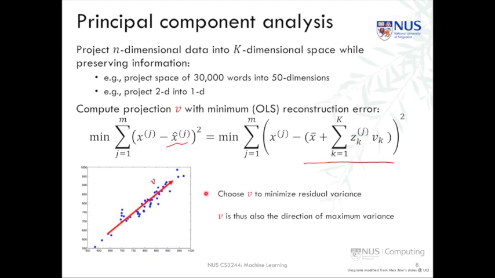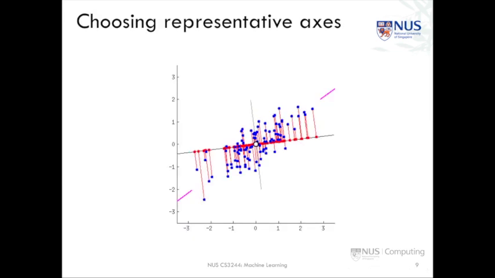We need to choose the V that minimizes the residual variance left over that's uncaptured by the reconstruction. For that reason, each of the V's that we choose also has to represent the direction of maximal variance left over in the dataset that's not captured by previously selected dimensions. We can see that at work here.